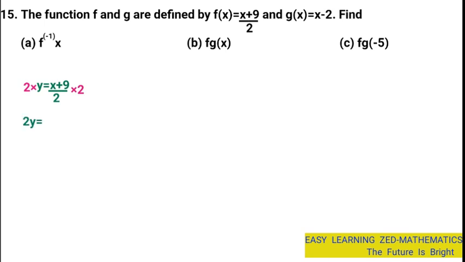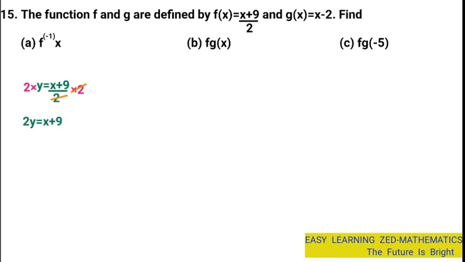I'm going to get 2y, which is going to be equal to, then on the right side, the denominator 2 and the 2 I've multiplied the fraction with are going to cancel each other. So it's going to be there and there. Then I'm going to remain with x plus 9 on the right side.